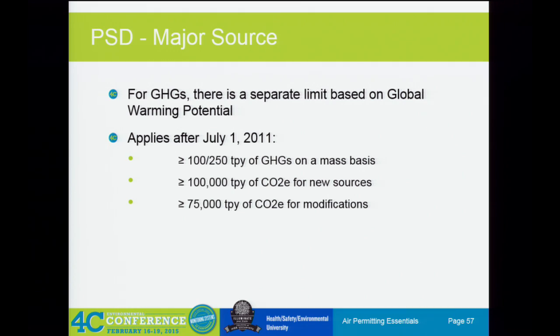So after July 1st, 2011, we have that same limit of 100 and 250 tons per year of greenhouse gases on a mass basis. But if you calculate your emissions and you're below 100,000 tons per year of CO2 equivalent for new sources and below 75,000 tons per year of CO2 equivalent for modifications, you won't be required to obtain a PSD permit.